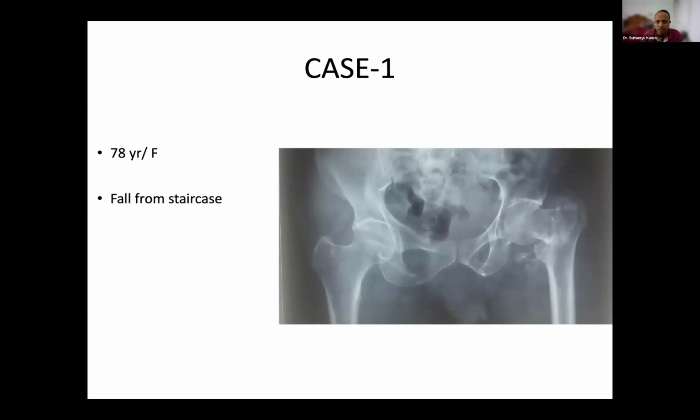We'll be discussing only a case-based discussion of how we do osteotomy for a malunited fracture. So this is a case of a 70-year-old female who fell from a staircase and was not treated for about 4 months, and she came for treatment because of pain and limping.